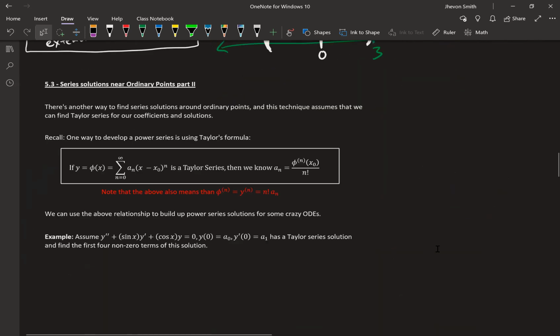Here's another thing that we can do with series. So this is another technique.